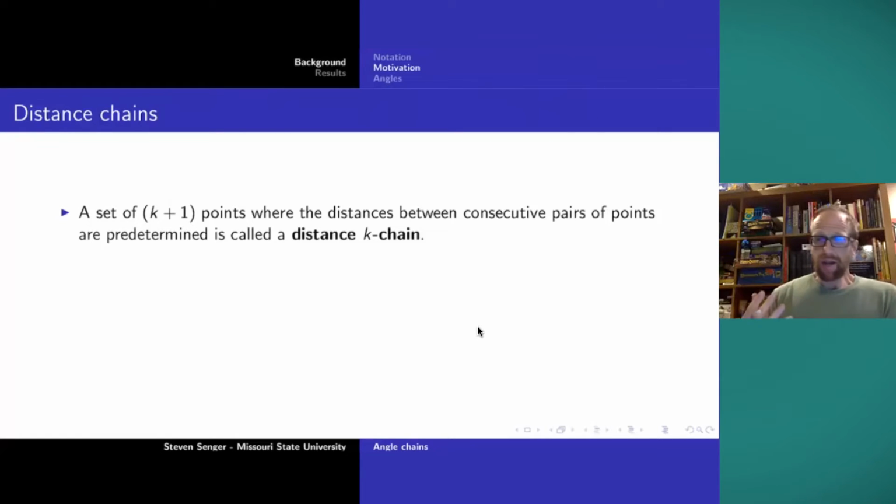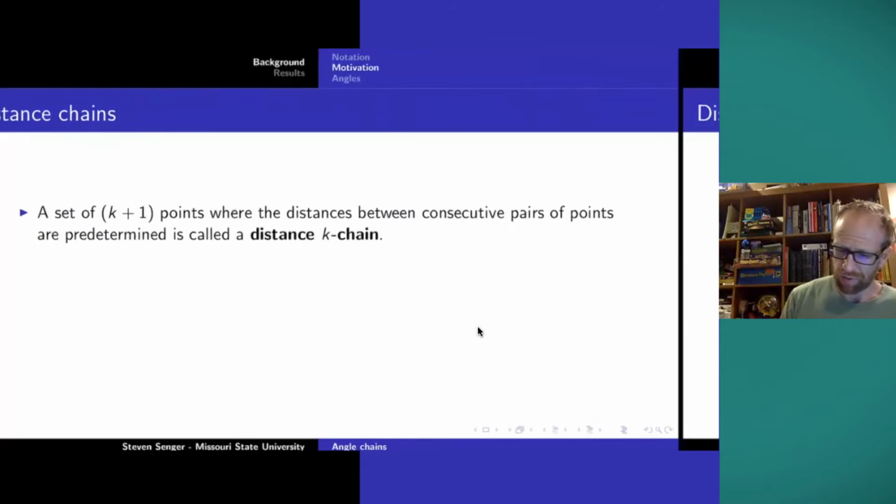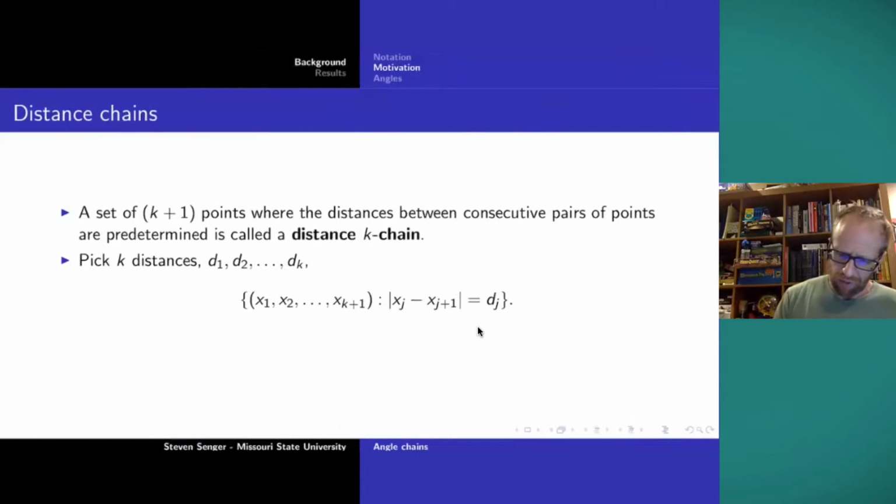So something that I have been really excited about for a while is called a chain. A chain for distances is a set of k+1 points where we're concerned with the k distances between those k+1 points. In this case, I've got x1, I measure the distance to x2, measure the distance to x3, x4, et cetera, xk and xk+1. So if I've got k+1 points, I'm measuring k distances between consecutive pairs.